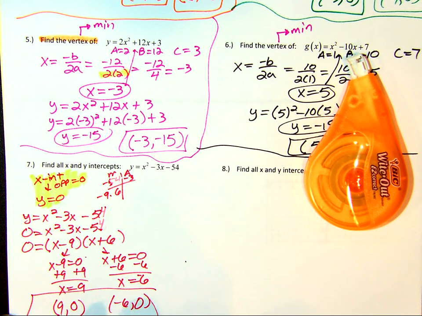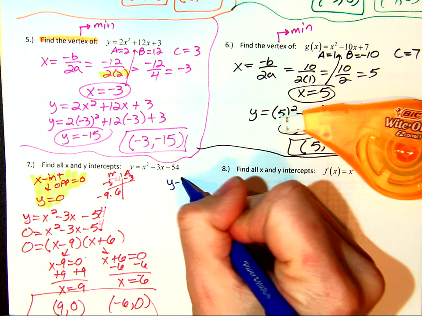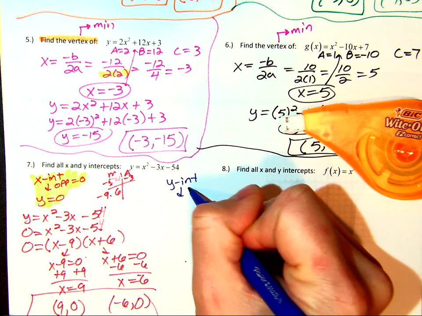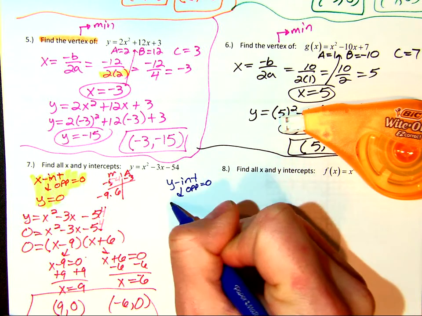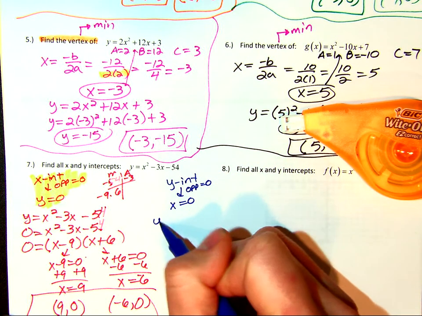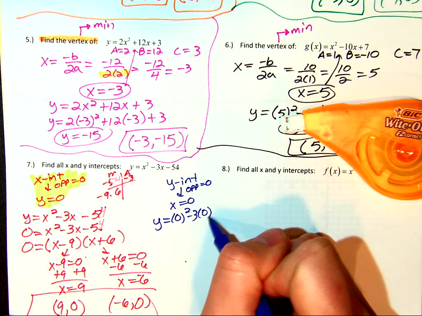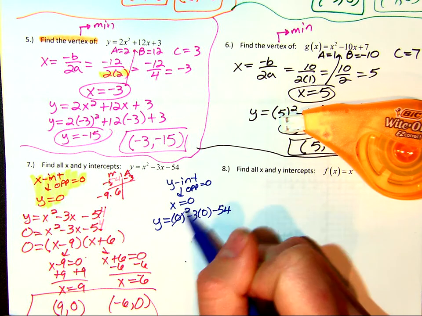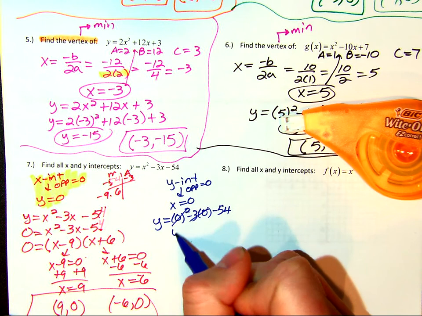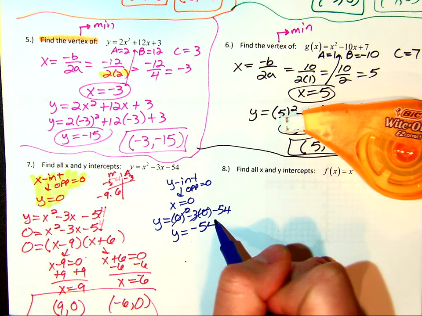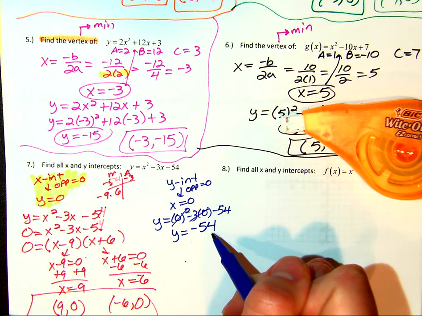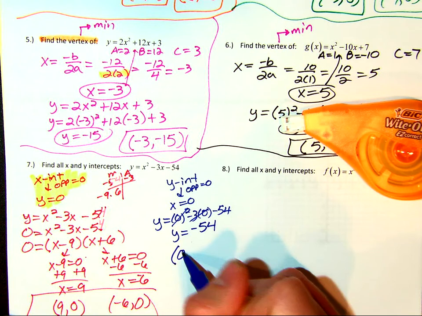And then I need to go ahead and do the same thing for my y-intercept. But for my y-intercept, again, the opposite equals 0, so x equals 0, so y would equal, instead of x, I would put 0 squared minus 3 times 0 minus 54. Well, 0 squared is 0, 3 times 0 is 0, so y equals negative 54. So my x equals 0, my y equals negative 54, so 0 comma negative 54 is my y-intercept.